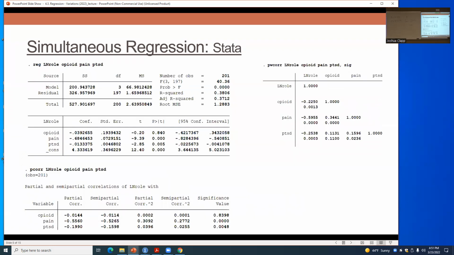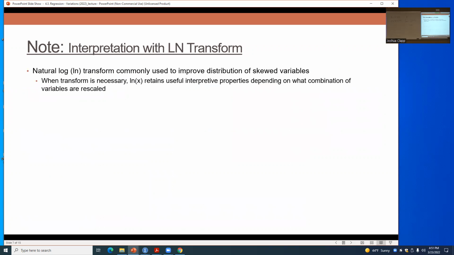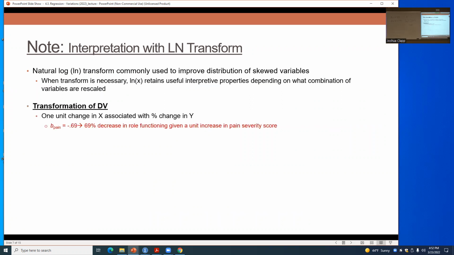Right. I'm just outputting the regression with our natural log transform. Again, as I said, when we're doing this, it's generally used to improve the distribution of our skewed variables. Why I like a natural log transform is that whether we transform our predictors or our outcome, it retains some interpretive value. If I transform my outcome, like we did here, we can interpret our unstandardized coefficient as corresponding to a 1 unit change associated with a percentage change in Y, okay?